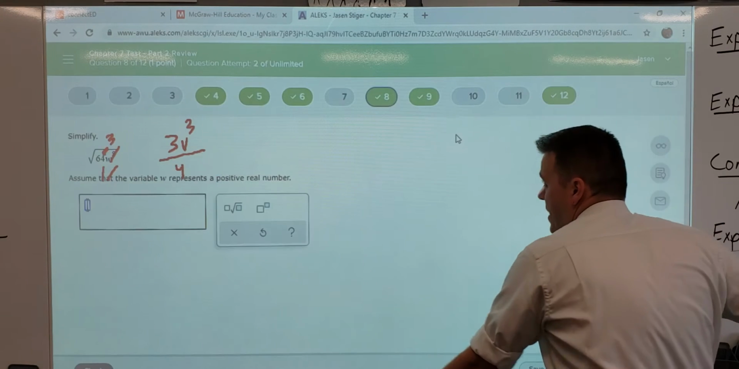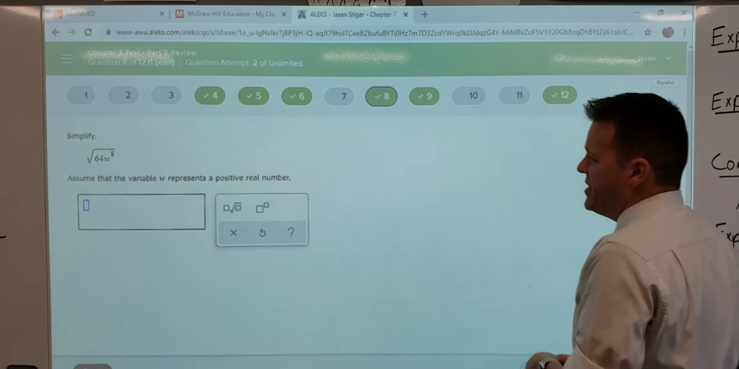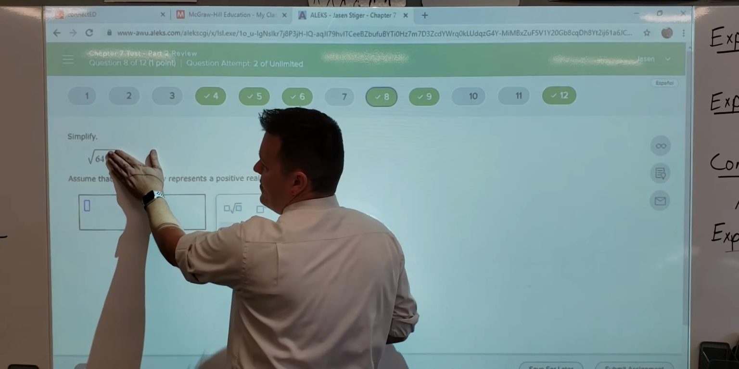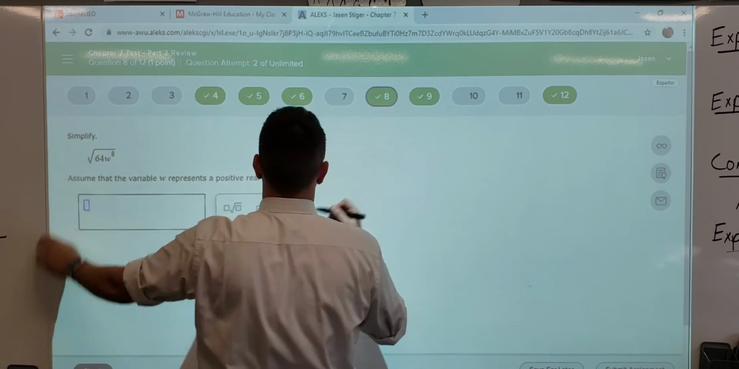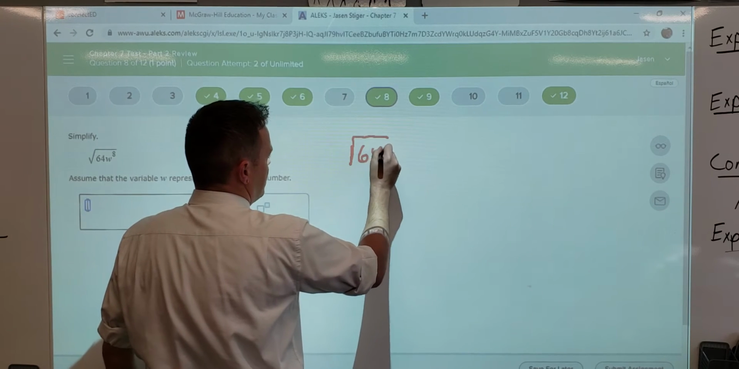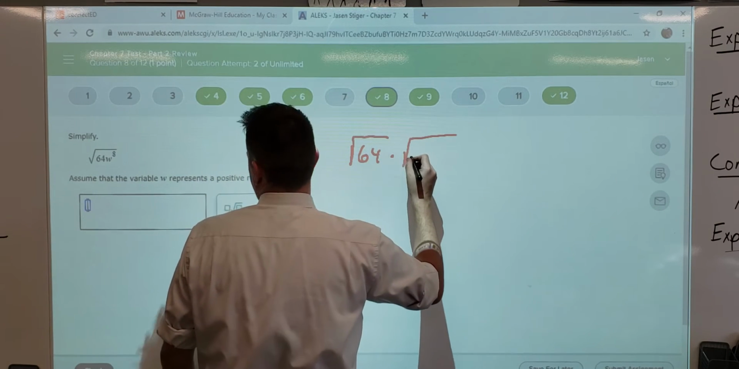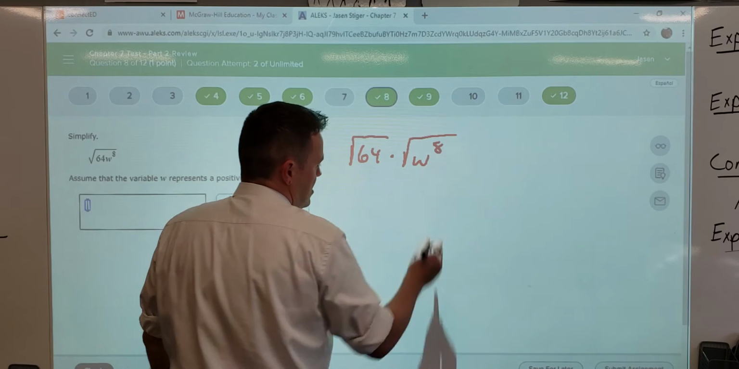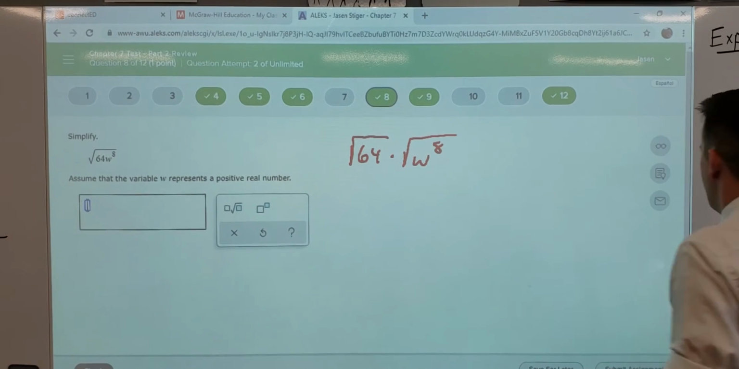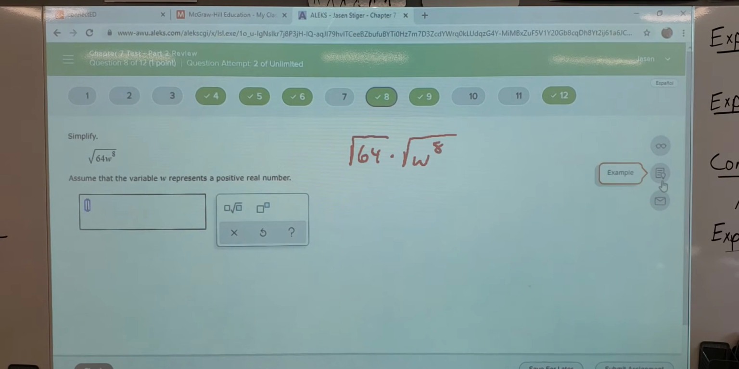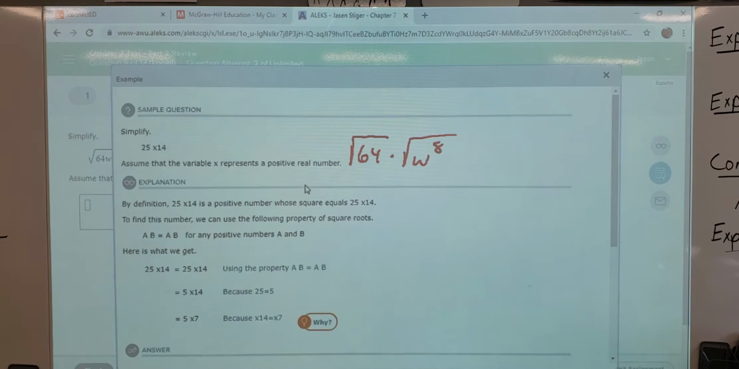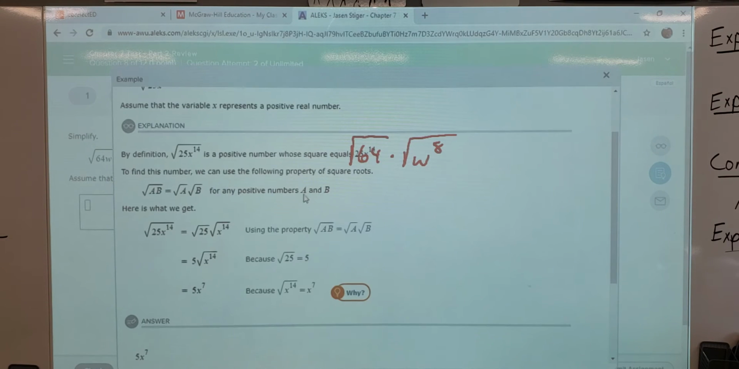All right, 8. Split these up. Focus on each individual. The number first, the variable second. Square root of 64, w to the 8. There's a property that you guys can use. Okay, if you want to know the name of the property, you can come over here and click on this little light bulb with an example, and it'll tell you the distribution property, which is using the property square root of AB equals square root of A times square root of B, right? It's the property of square roots.